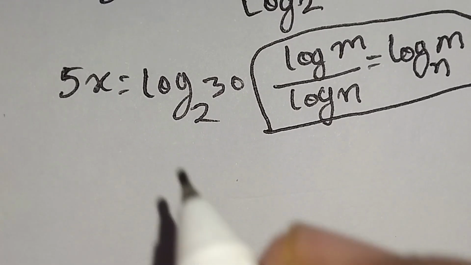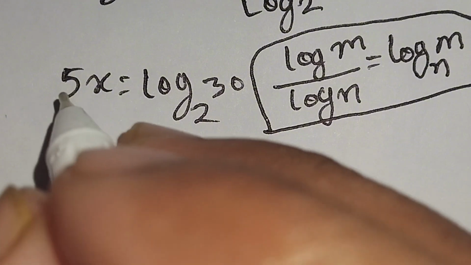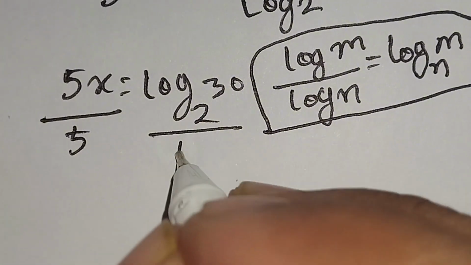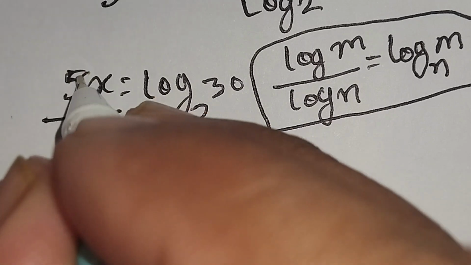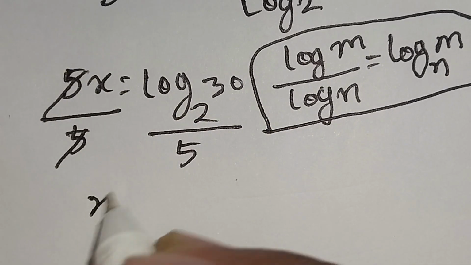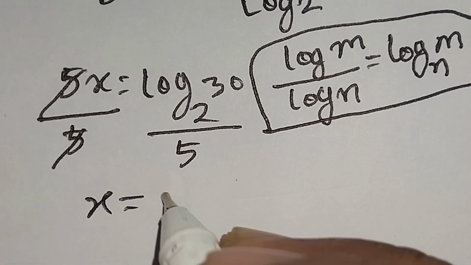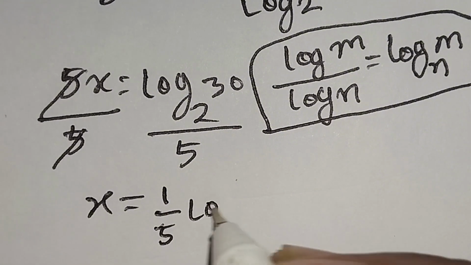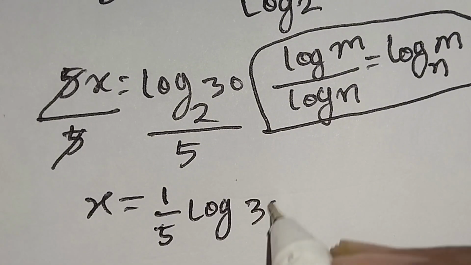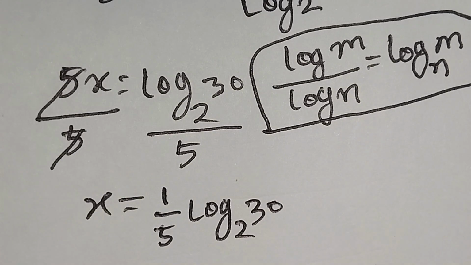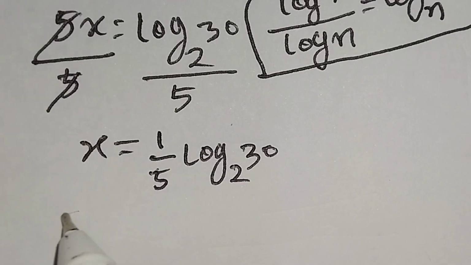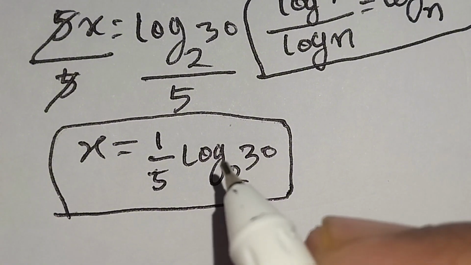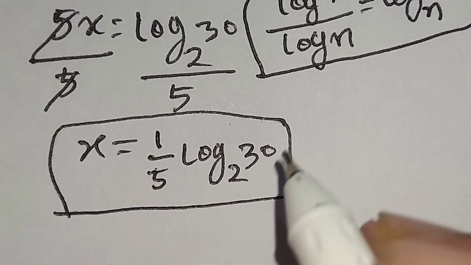Now we will divide both sides by 5 to eliminate this 5. So you can write here over 5 over 5. Here this 5 cancels out. Here x is equal to 1 over 5 log 30 to the base 2. This is our answer.